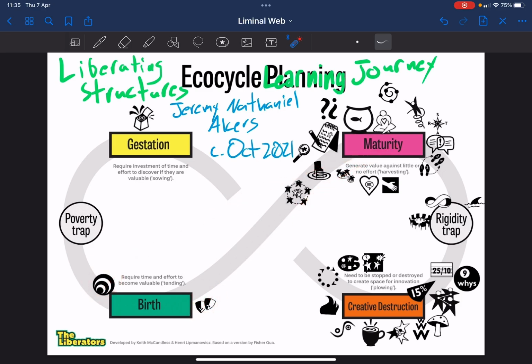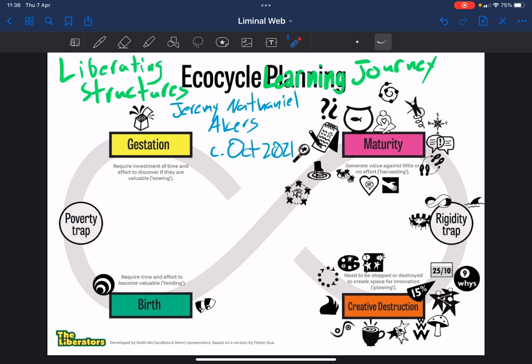So this is effectively how you would map the granular view of progress on your own Liberating Structures learning journey. And again, the reason you would do that is to keep track of your progress, but also have some recognition of what there is that is still left to learn.